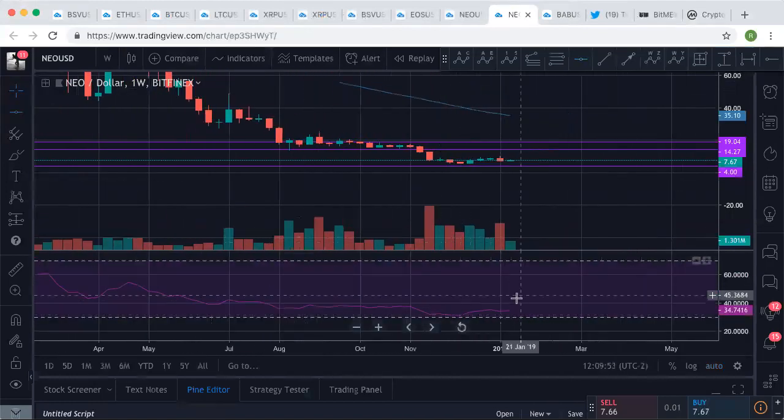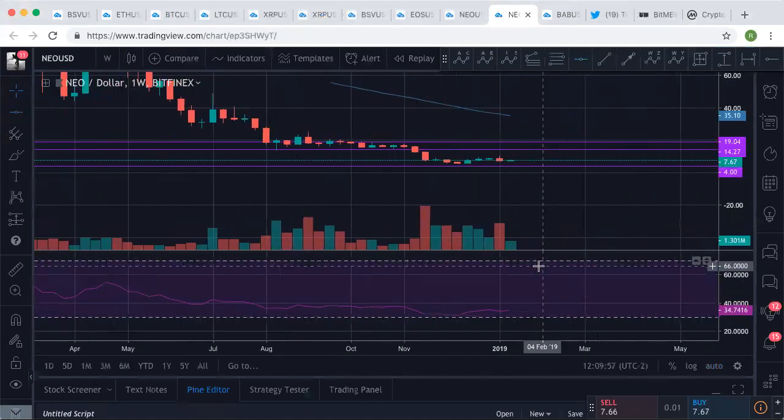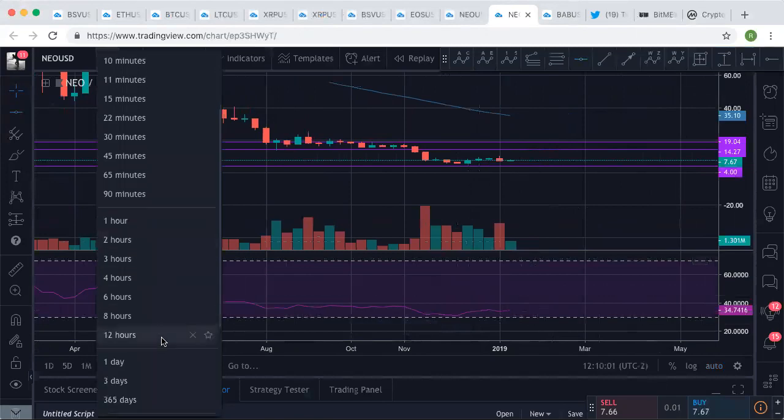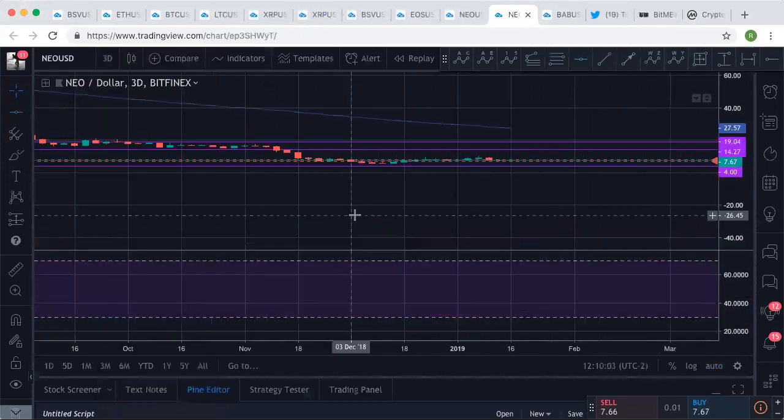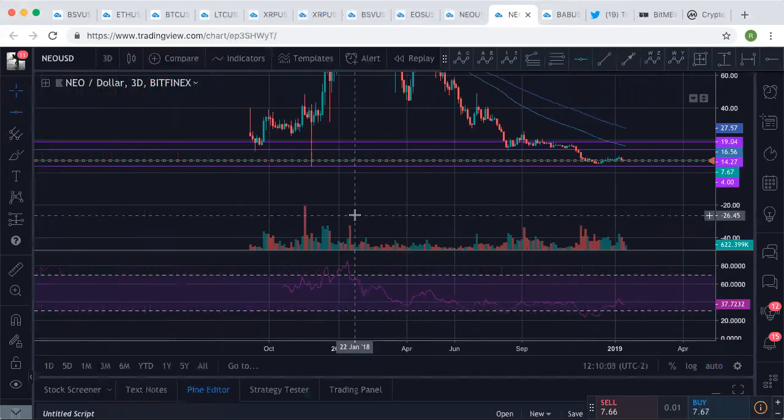Just looking at the RSI, there's no clear divergence in the weekly. It's all pretty, you know, in place. There's no bullish there. It's all very neutral at the moment. Go down to the 3-day. See if there are any more.